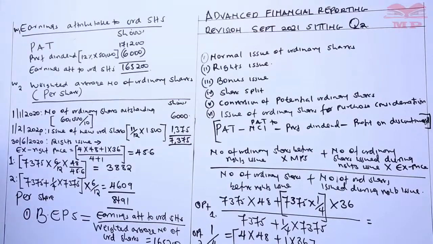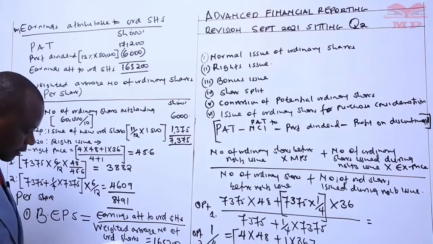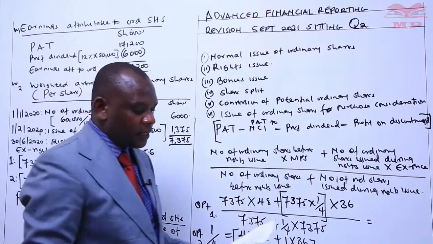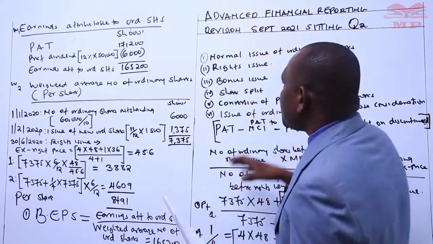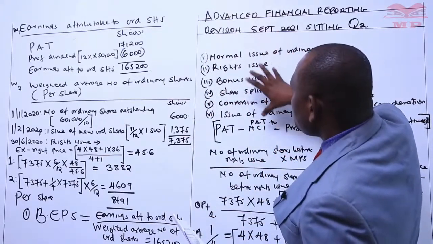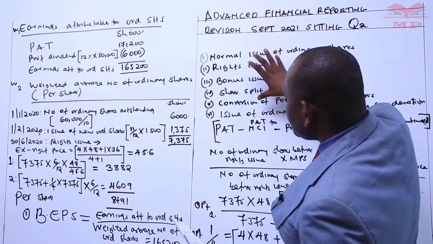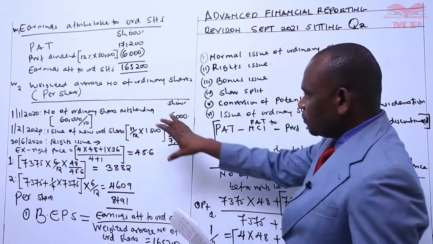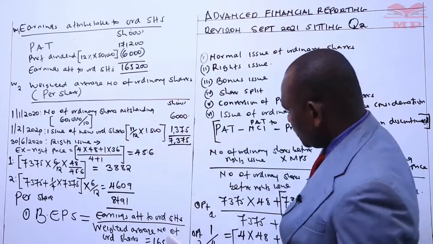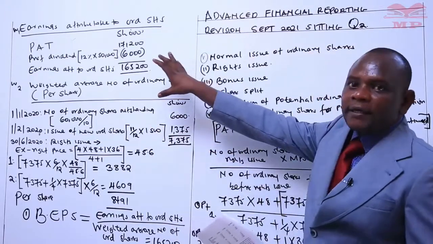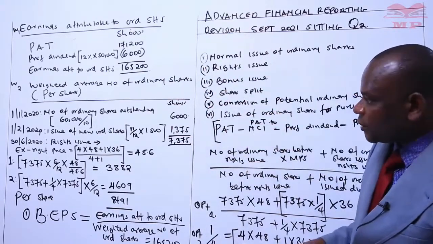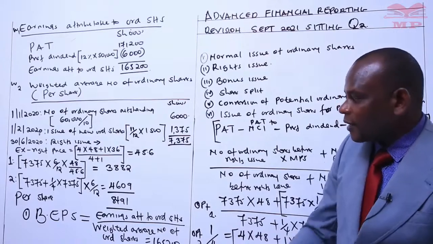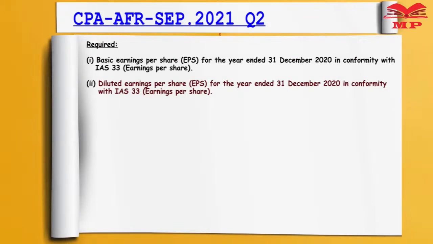So we answered Roman 1, which was on basic earnings per share. Just to recap, these are the fundamental elements that affect the ordinary shares. Whenever you're determining basic EPS, please look for any of these in the question so that you don't bypass it. The next is diluted EPS.